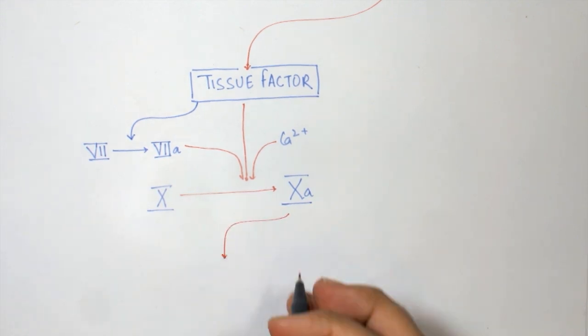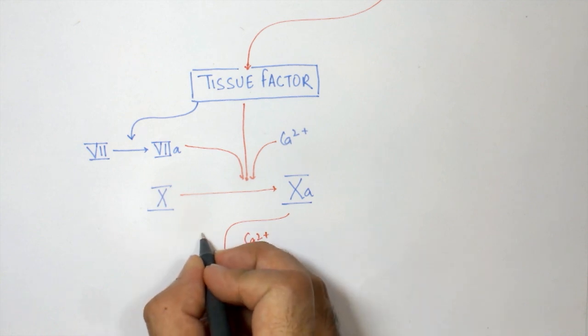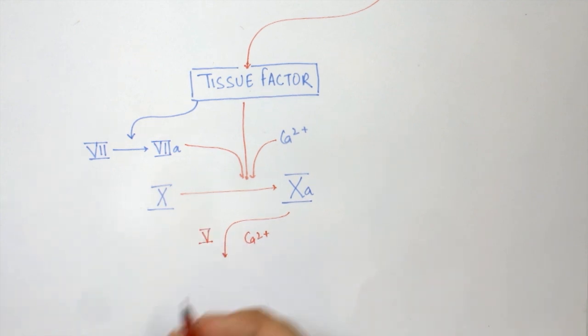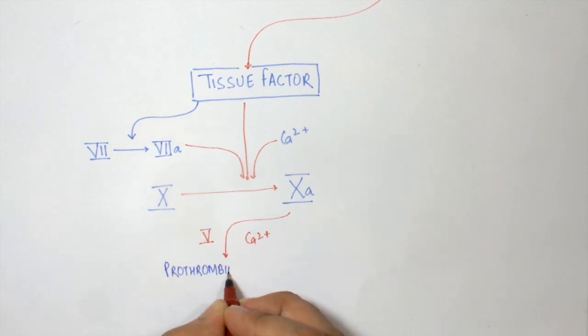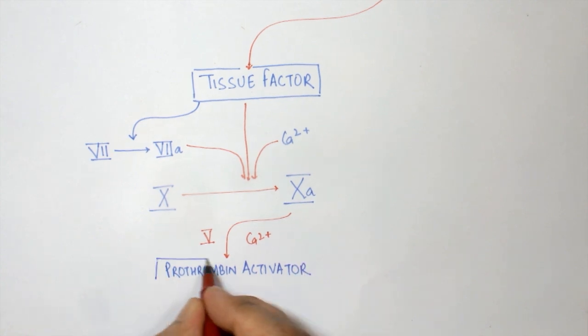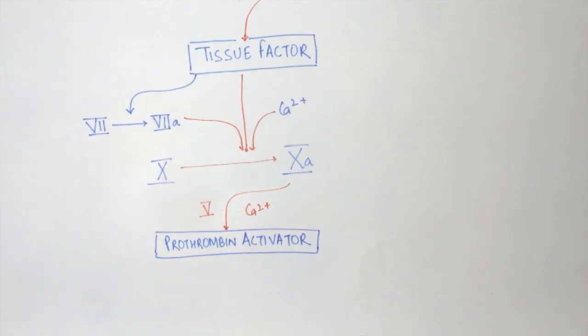And then the factor number 10, which is activated, in the presence of calcium ions, and factor number 5 forms the prothrombin activator. And the rest of the events are the same, that is, the prothrombin activator causes the conversion of prothrombin into thrombin.